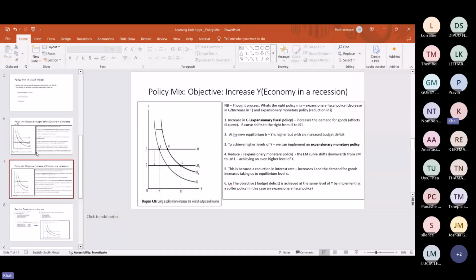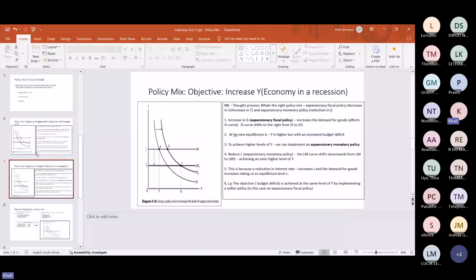So if we take the first, it doesn't matter which example we take, if we take the reduction in taxes, which is an expansionary fiscal policy, which curve is affected there? Is it LM or IS? IS. Which direction is it? Is it to the left or is it to the right? To the right. It is to the right because it's an expansionary fiscal policy. So you draw your IS curve, you label it as IS1.